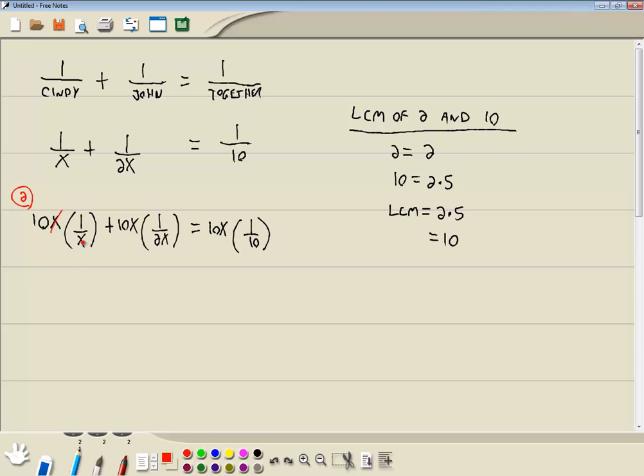Well, those x's cancel. These x's cancel. 2 and 10 are both divisible by 2. 2 divided by 2 is 1. 10 divided by 2 is 5. And these 10's cancel. 10 divided by 10 is 1. When you get done with that step, you shouldn't have anything left in your denominators. So we've got 10 times 1, which is 10, plus 5 times 1, which is 5, equals 1 times 1 is 1, so it drops away, and we got x. So then 10 plus 5 is 15. And that tells us Cindy took 15 hours.